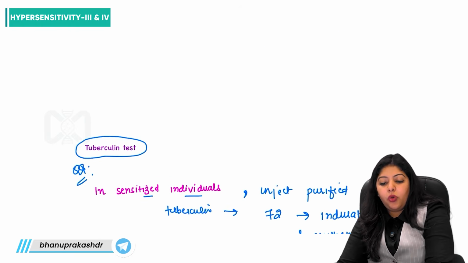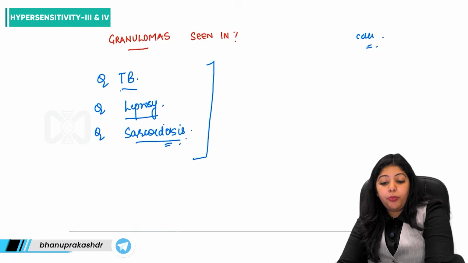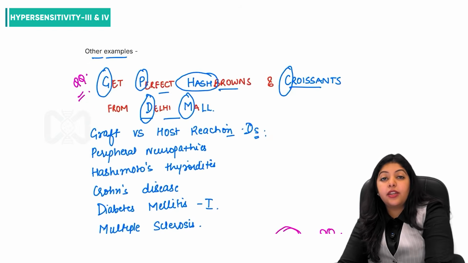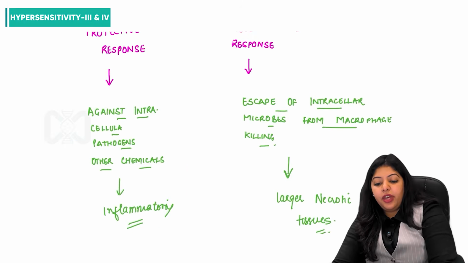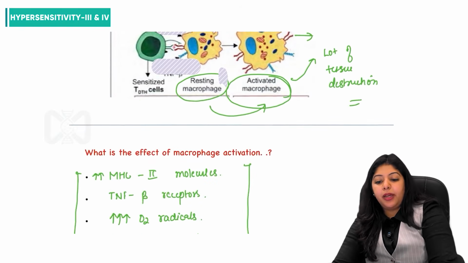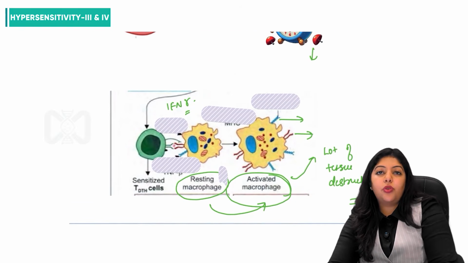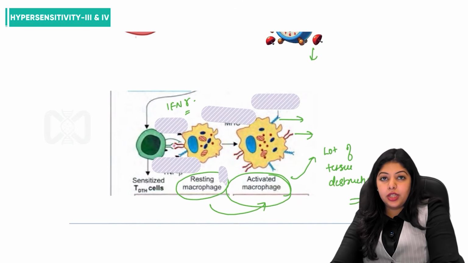So these were all the important points and high yield sections from hypersensitivity reactions, along with very important examples and pathophysiology. So this was all about hypersensitivity 3 and 4.